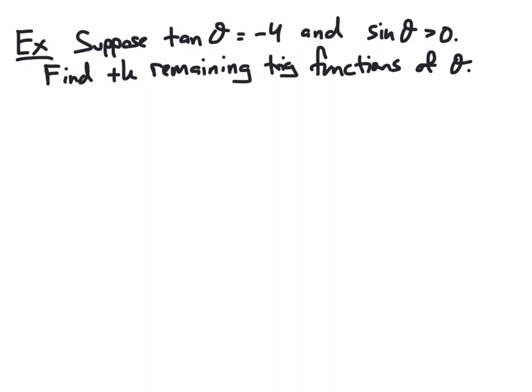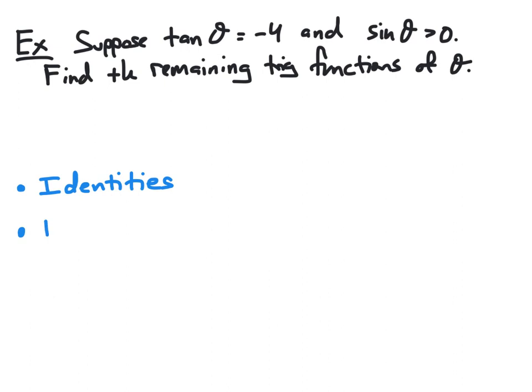In this example, we're going to suppose that the tangent of an angle theta is -4 and that the sine of the same angle theta is positive. We're being asked to find the remaining trig functions of theta. There's essentially 2 different ways that we can approach this problem. The first way is that we can apply the various identities that we've seen. Specifically, we would use the Pythagorean identities to convert from one trig function to another, as well as using the definitions of tangent, cotangent, secant, and cosecant as they relate to sine and cosine.